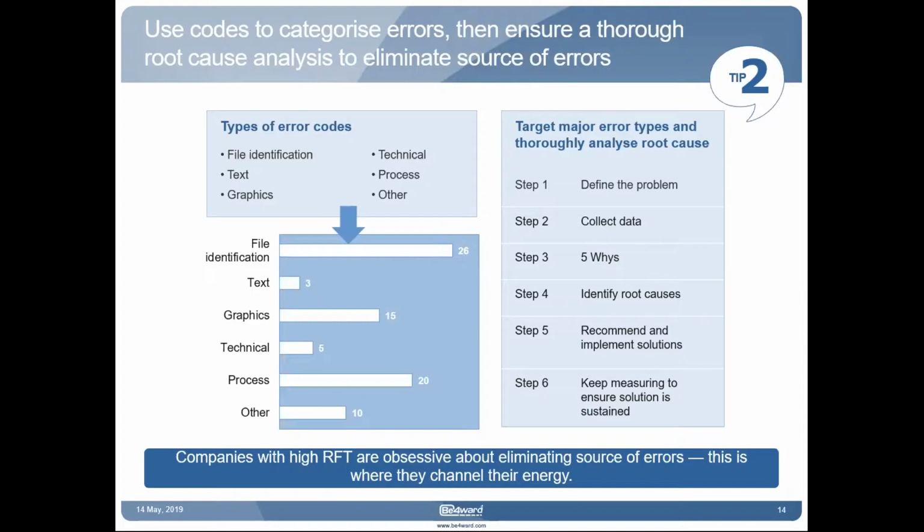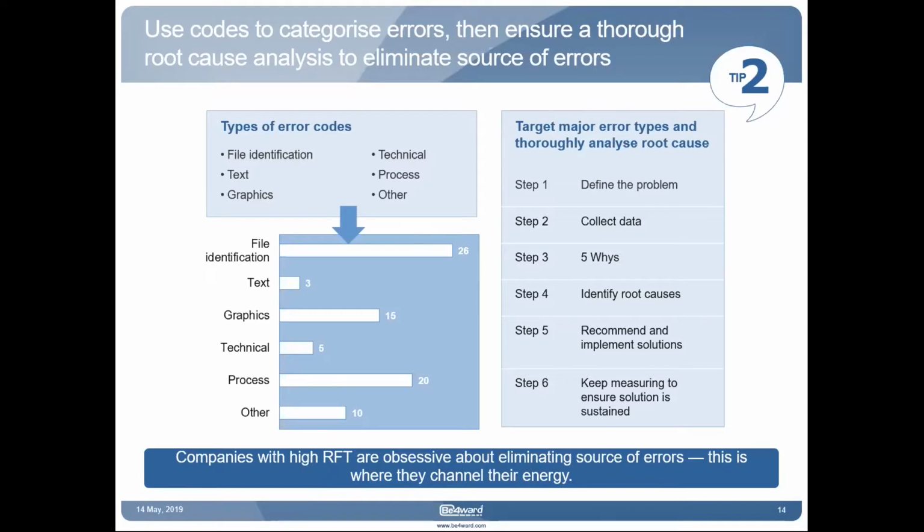So on the right-hand side, go through a standard process to identify what the root cause of those errors are, put in corrective action to make sure that they can't happen again, and then importantly, continue to measure to make sure that those improvements that you've put in place are sustainable.